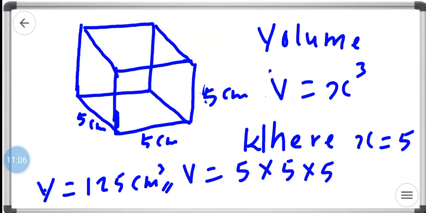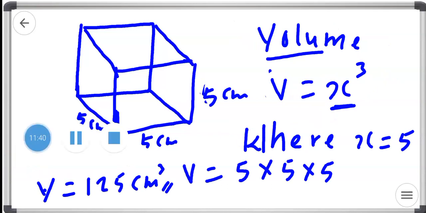So we said volume V equals x cubed, and from the question we're told that x equals 5 centimeters. So volume V equals 5 multiplied by 5 multiplied by 5, because x cubed means 5 in 3 places. Multiplying that, 5 multiplied by 5 multiplied by 5 gives us 125 centimeter cube.